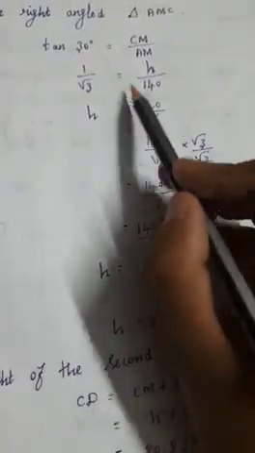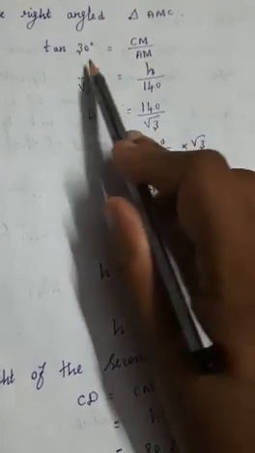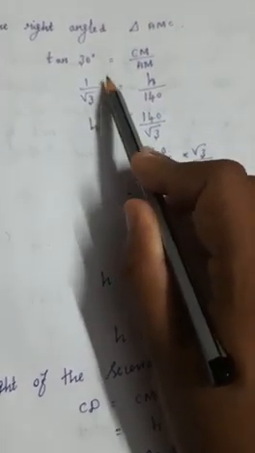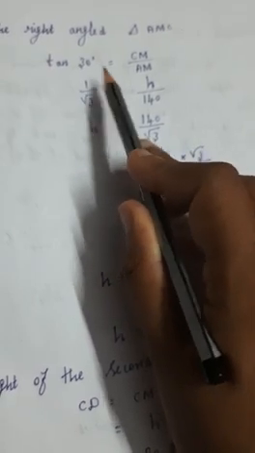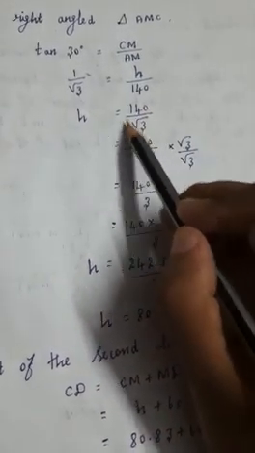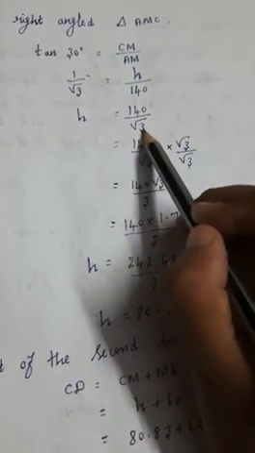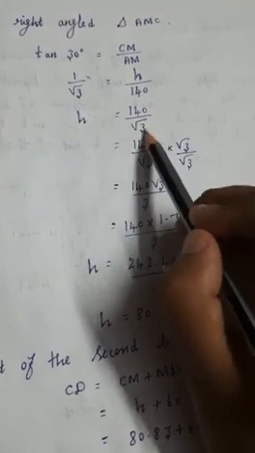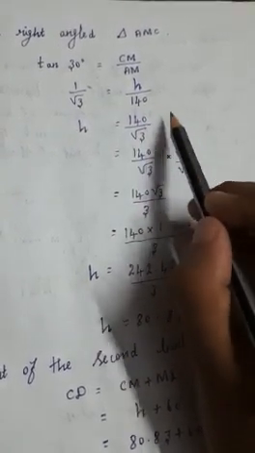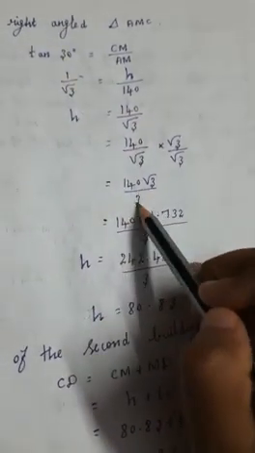Now see here. Can you bring this 140 to this side? This is the division part. When you bring it to this side, it will become multiplication. So 1 into 140, we will get 140 divided by root 3. So height is equal to 140 divided by root 3. We already know that in the denominator we have an irrational number. If you want to make the denominator a whole number, you multiply and divide by the same number you have in the denominator.